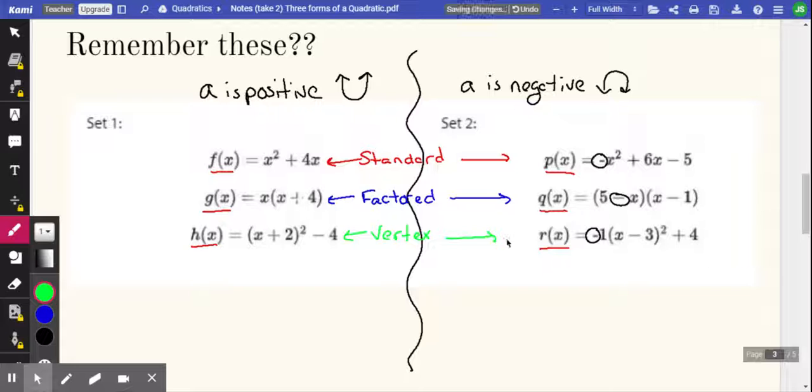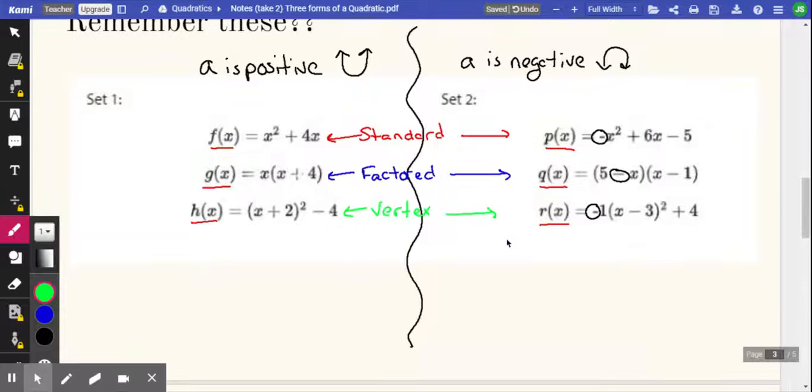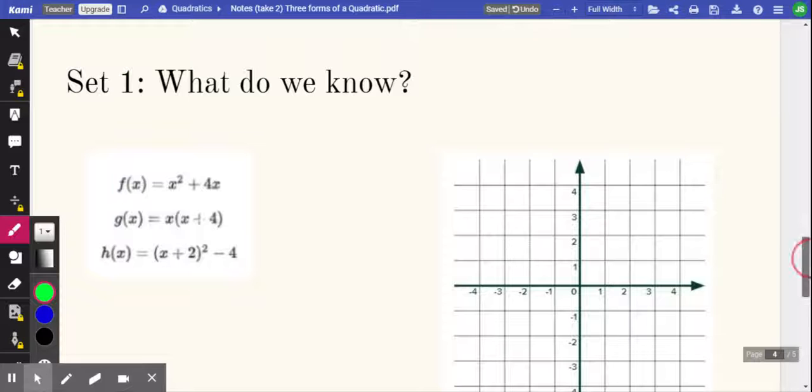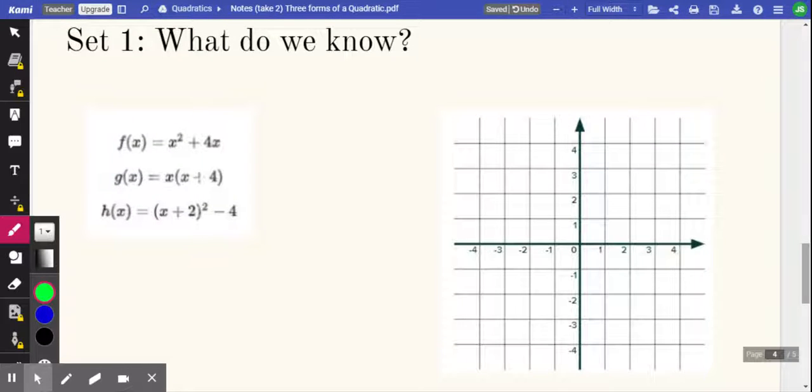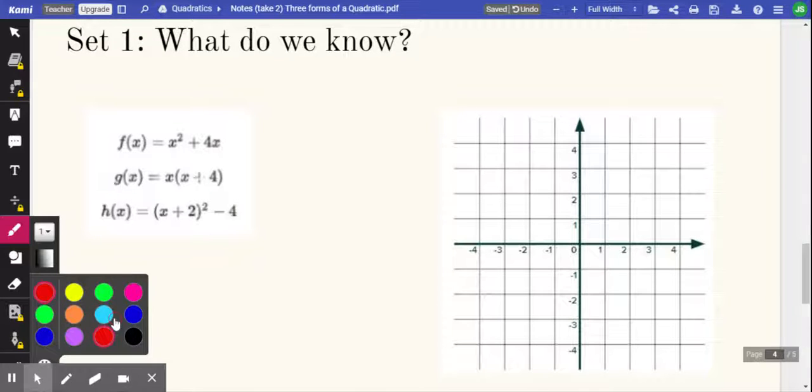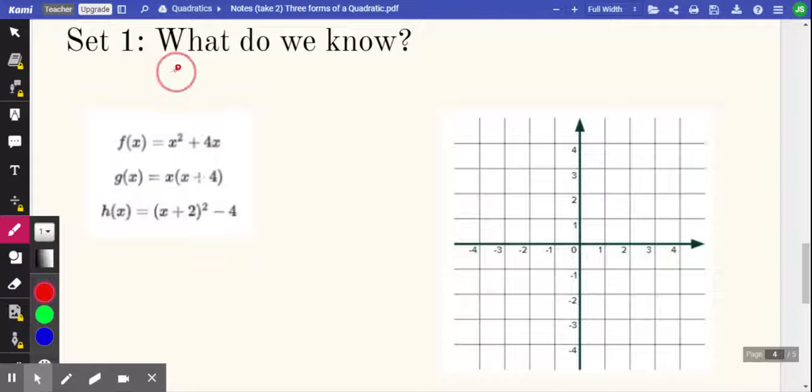Okay, so I want to look at what information this tells us and how we can use that to get an idea about this graph. So we're going to look at set 1. Okay, so set 1, what do we know? If we look at this right off the bat, based on your observations that you said before, one thing that we know already is that A is positive. So we know that our parabola, if we were to draw this, is going to open up. And as you can clearly see, we've got a grid there. We are going to be drawing this.